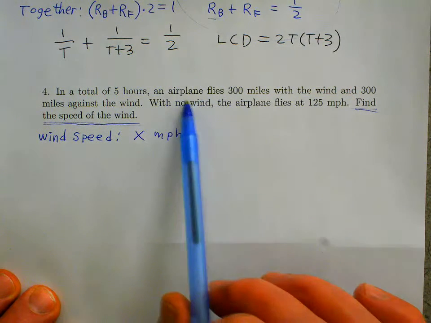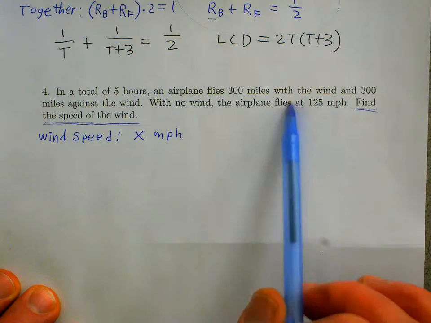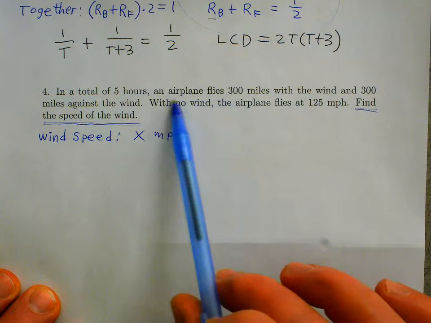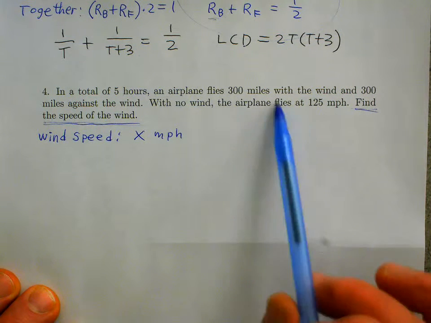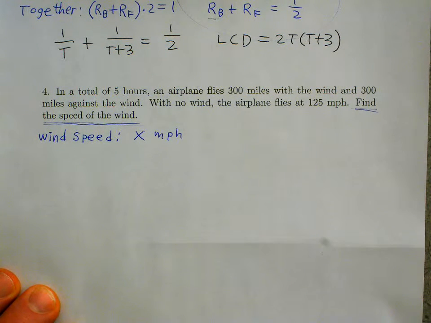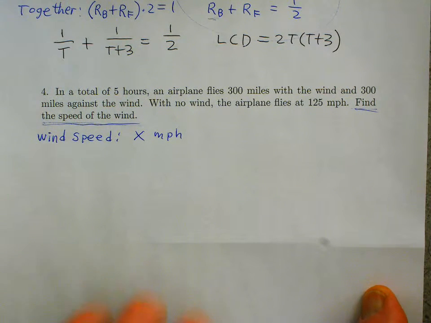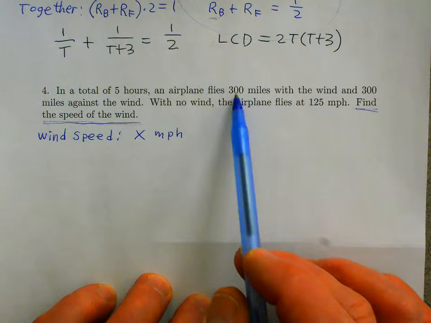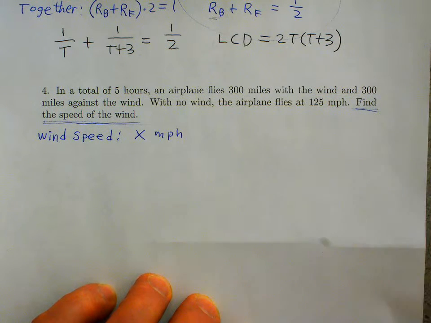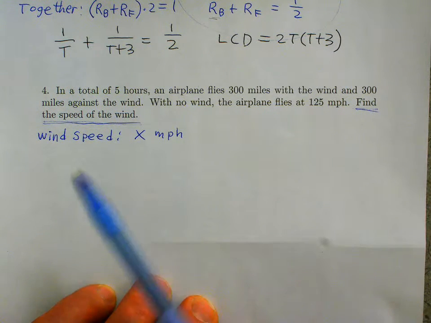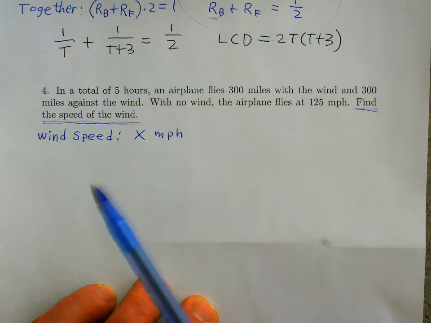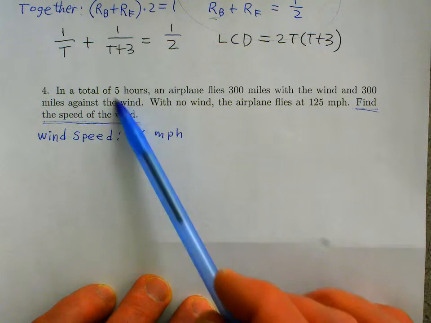The airplane flies with the wind first, and then after that it flies against the wind. Each time it flies a distance of 300 miles. And the total amount of time to fly 300 miles with the wind and 300 miles against the wind is 5 hours.